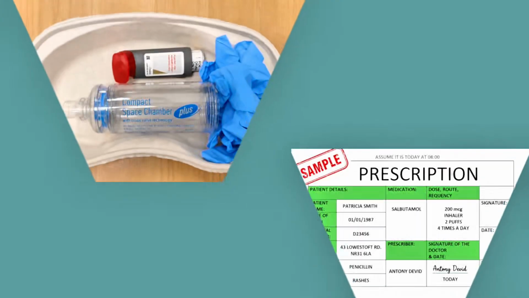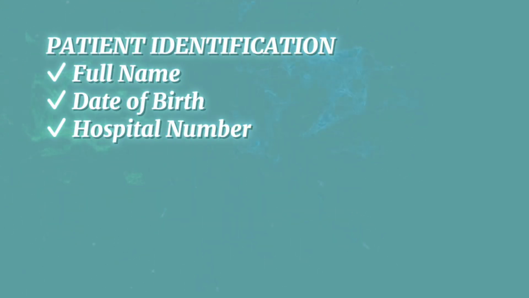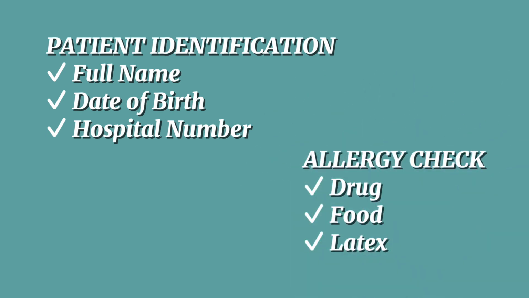Approach the patient with the tray and prescription sheet. Hi Patricia, I'm back. So I have here all the articles which I needed for the procedure. Before I start, can I just confirm your full name, date of birth and your address? Your hospital number is D23456 and you are allergic to penicillin. Am I correct? And you got the reaction of rashes, isn't it? Thank you. So are you happy for me to start?